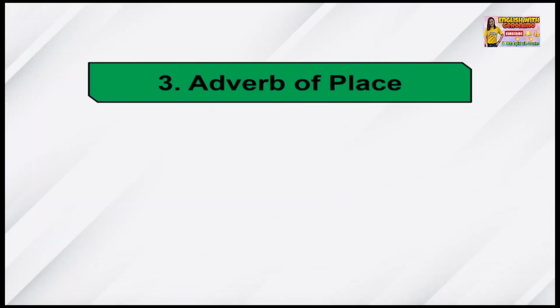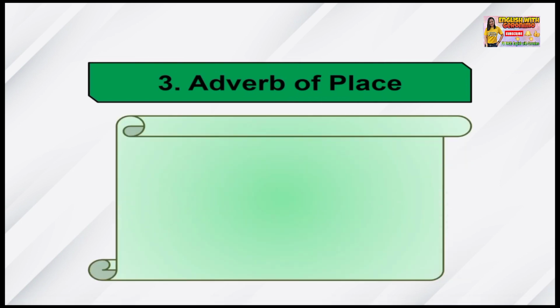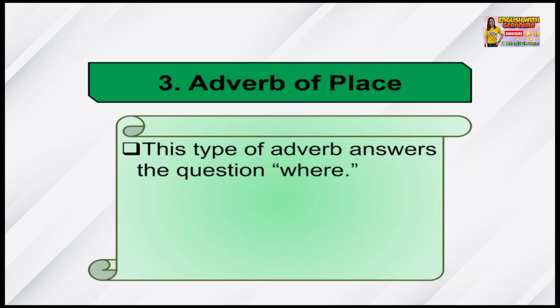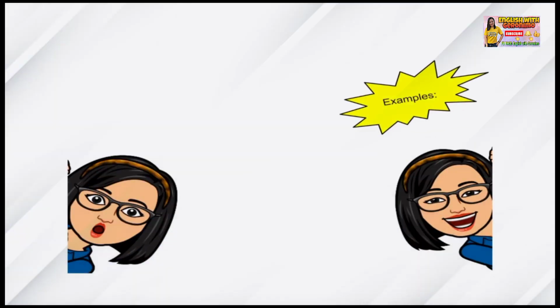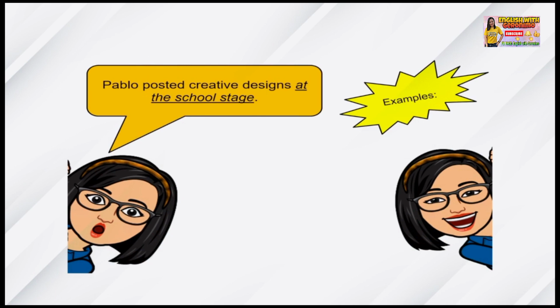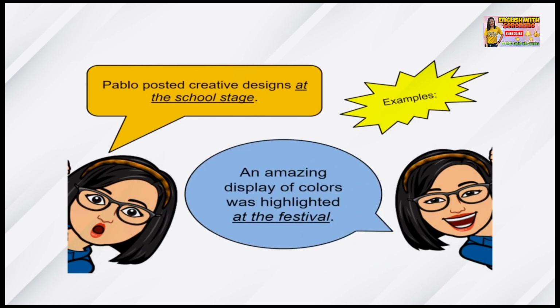Number 3. Adverb of place. This type of adverb answers the question where. We usually find adverbs of place after the main verb. Examples: Pablo posted creative designs at the school stage. An amazing display of colors was highlighted at the festival.